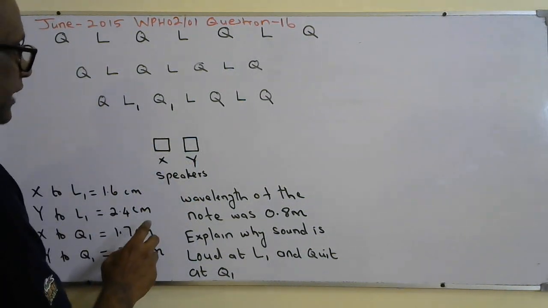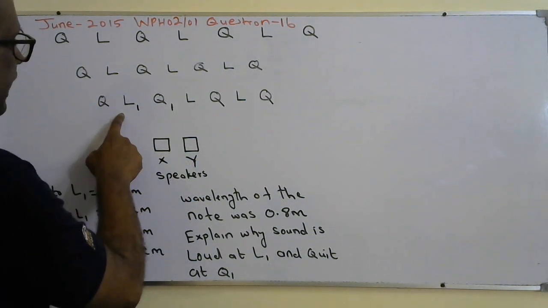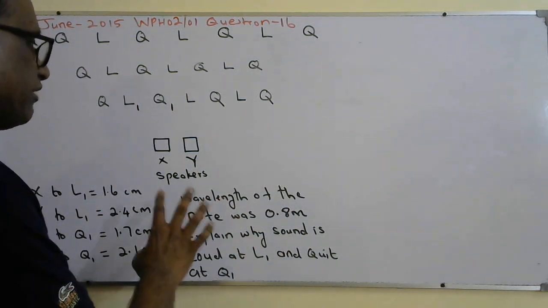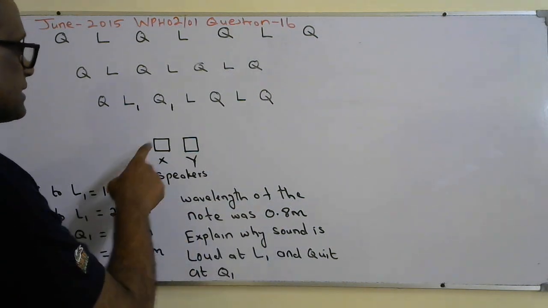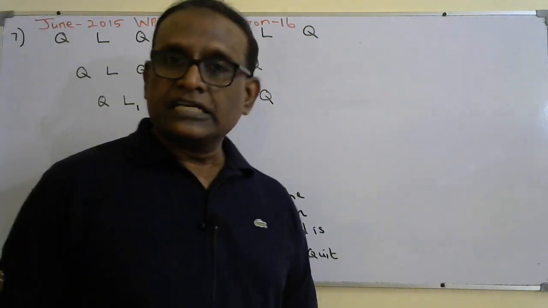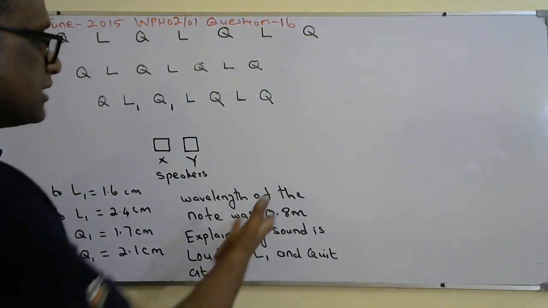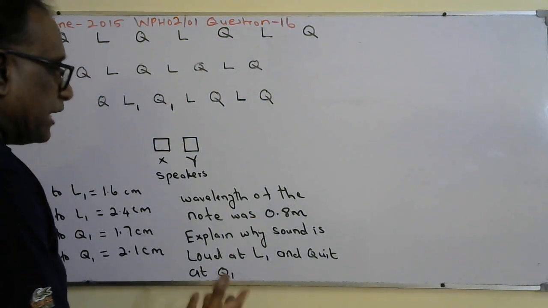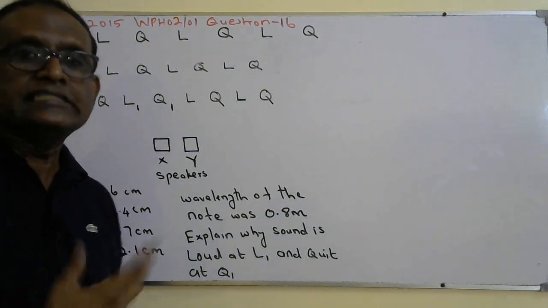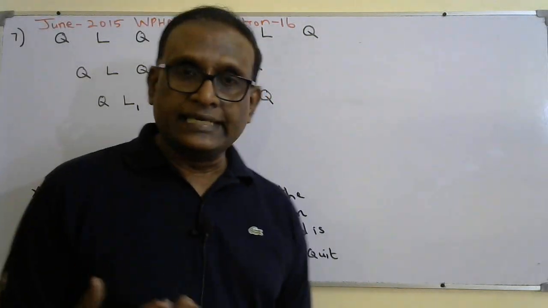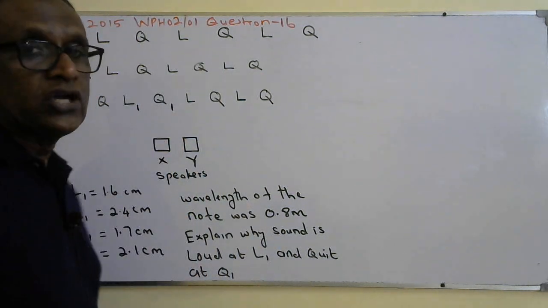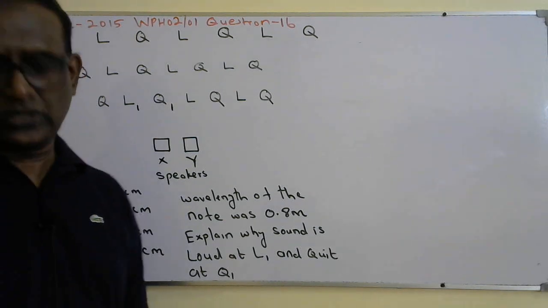Say, for example, I need to find the path difference at xL1, yL1 and compare it with the wavelength, which is 0.8. The same way for xQ1, yQ1. So when I compare, for L1, which is a louder region, I should get an integer multiple of lambda, that is an integer multiple of 0.8. For Q1, I should get an odd multiple of lambda by 2. That's all.